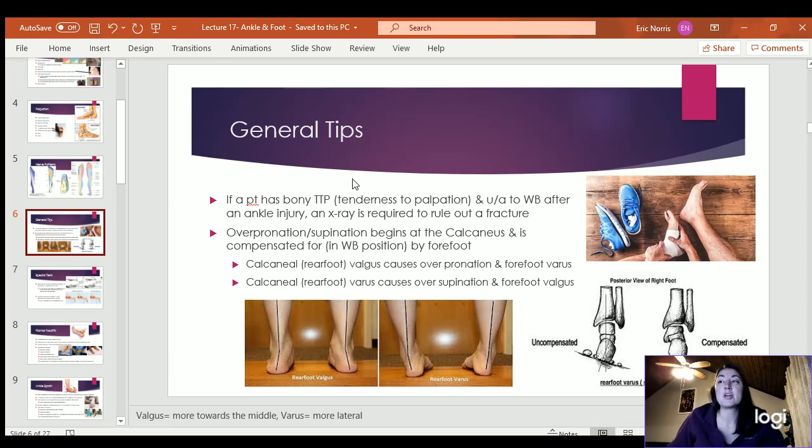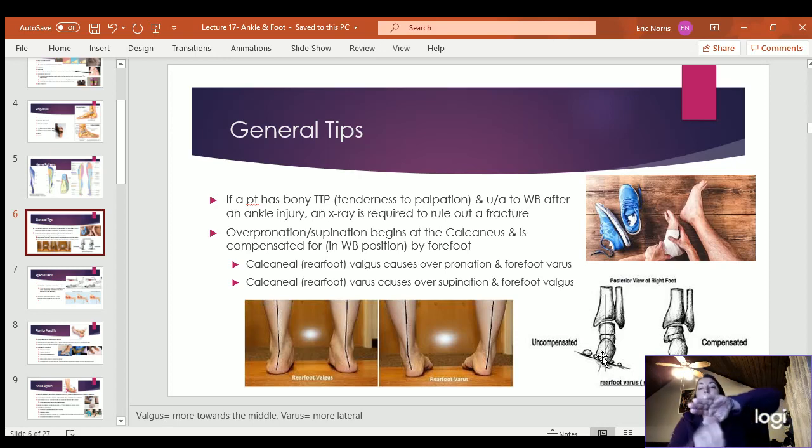Typically, overpronation and oversupination actually begins at the calcaneus. So rear foot valgus, so going more towards the inside, the ankle kind of caving in, causes overpronation of the rear foot, and then the forefoot actually moves to the opposite direction to compensate. So if someone is overpronating and they're not weight bearing, you'll see the entire foot is just kind of facing inward.